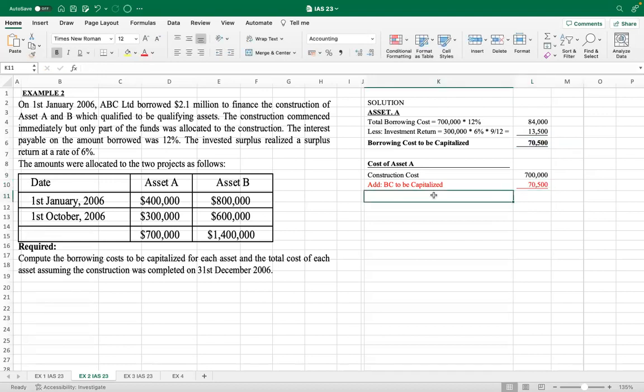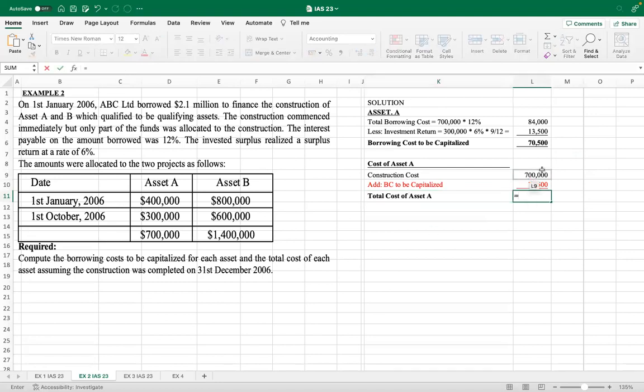So this will be the total cost of asset A. This total cost of asset A is what is now to be taken to the balance sheet. So the total cost of the asset that will be shown in the balance sheet is 770,500. You remember, you take the cost of the asset plus the amount only to be capitalized.